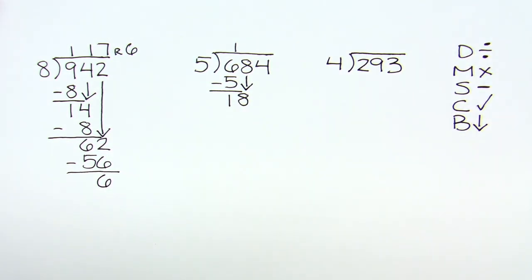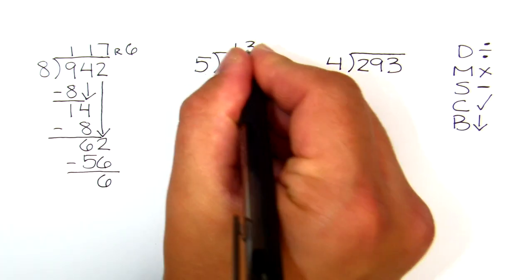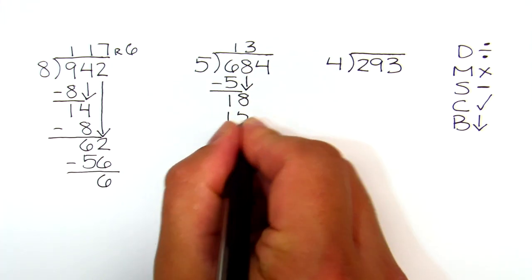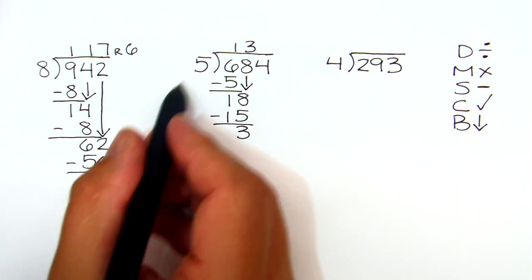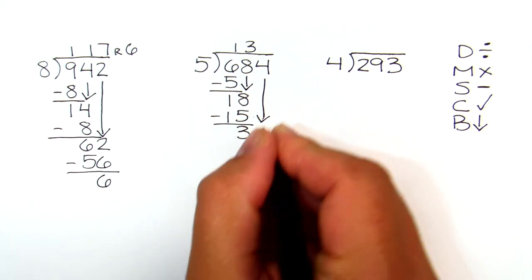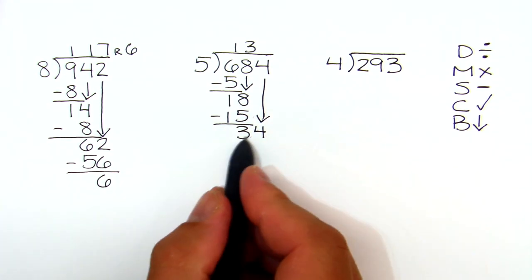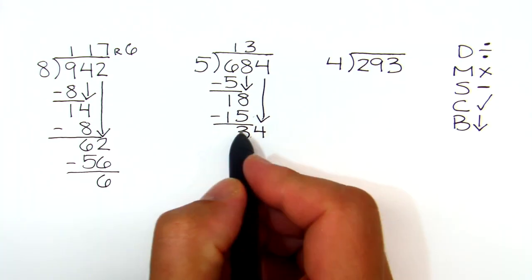Now we have 18 tens. How many times can 5 go into 18? 3. 3 times 5 is 15. We subtract and get 3. 3 is less than 5, so we're good. We're gonna bring this 4 all the way down. Our new number is now 34, and we're back up to division.